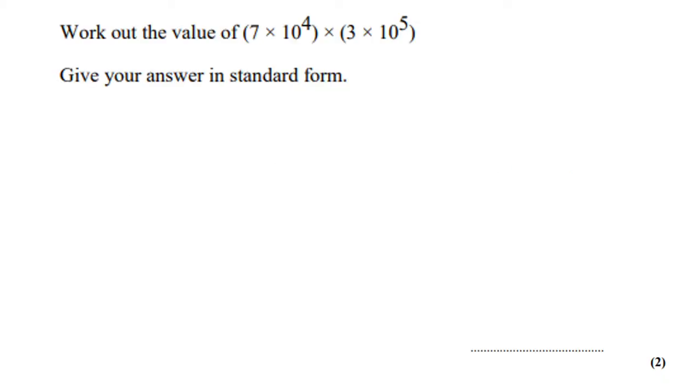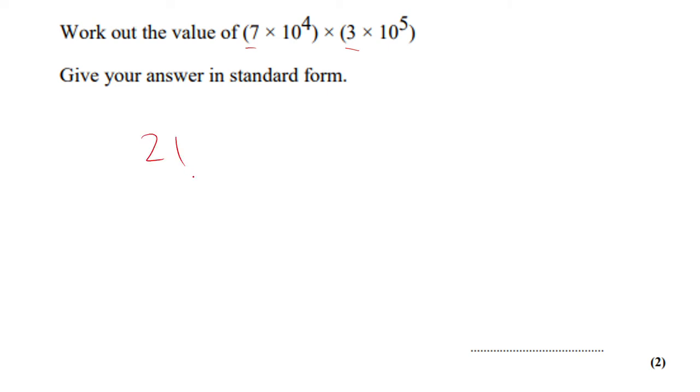Alright, first question, multiplication. So we have two brackets there. And when it comes to dealing with this, what you should do is deal with it in pairs of numbers. So I'm going to look at the 7 and the 3, so the two numbers which aren't 10 to the power of something. And I'm going to multiply those together. So I'm going to do 7 times 3 is equal to 21.